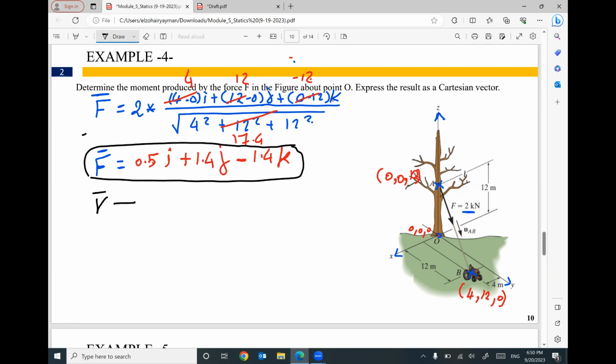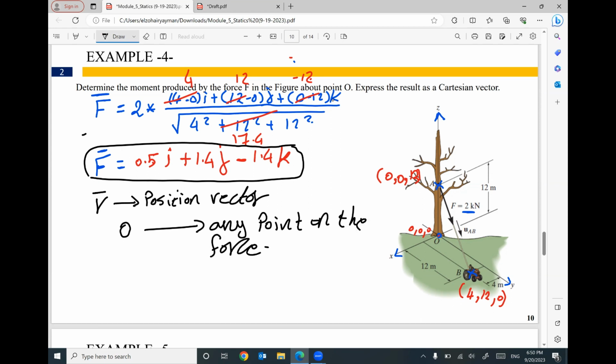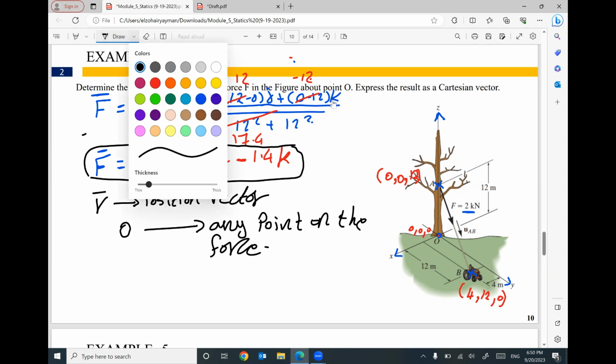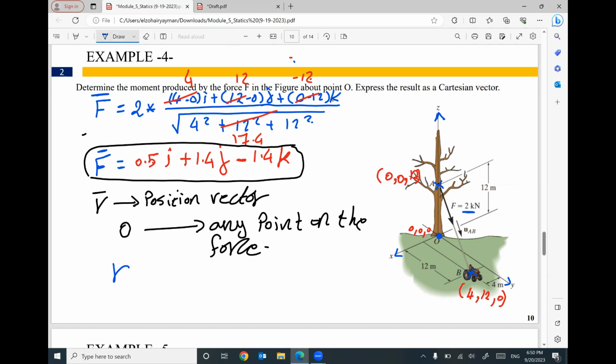R, which is called the position vector, must be between point O and any point on the force. It's up to you. So I think I will choose R, the position vector between O and A. This vector works. I'm sorry, OB. Because your point B is already on the line of the force. Or you can select R, the position vector between O and A.